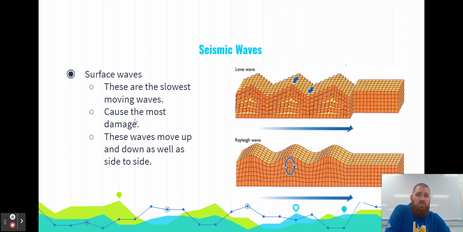Then we have our surface waves. Now, there are two different types of surface waves. You don't need to know the names of those types, but you do need to know what surface waves are. Surface waves are the slowest moving waves. They cause the most damage, and that's because they're moving along the surface where we have all of our stuff. These waves move up and down as well as side to side, and as a result, they can cause a lot of damage because of those differing motions.